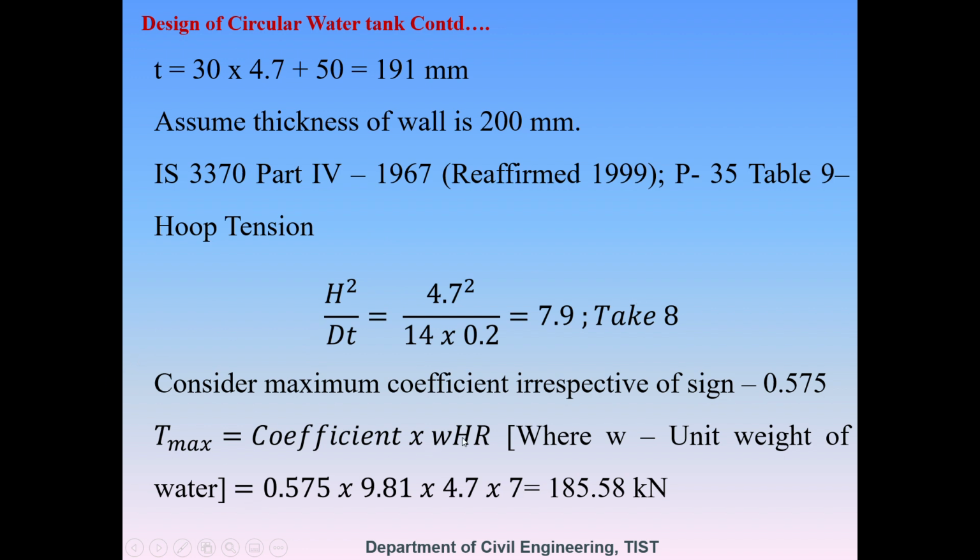W is the unit weight of water, that is 9.81. H is the height of water, that is 4.7, and R is the radius of the tank, that means 7 meter. Substituting all these values, you will get the hoop tension as 185.58 kilonewton.